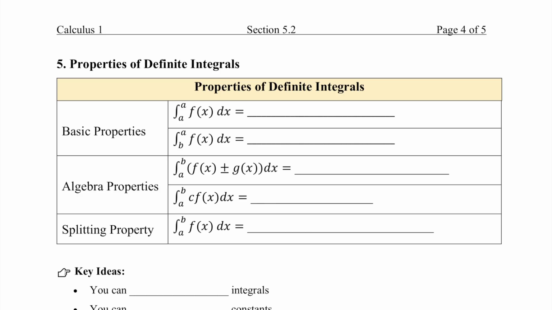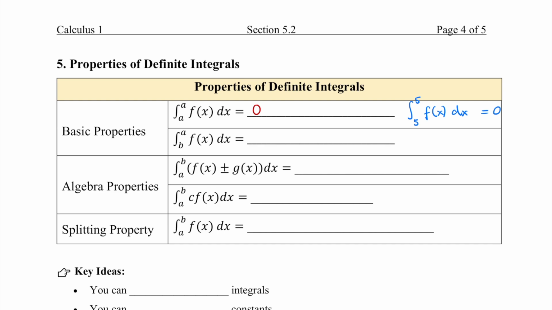First property, if the upper limit and the lower limit are the same, then the definite integral of f of x equals 0. For example, if you have the definite integral from 5 to 5 of f of x dx, it doesn't matter what the function is. If the lower limit is the same as the upper limit, the definite integral equals 0. This makes sense because there's no width, so there's no area.